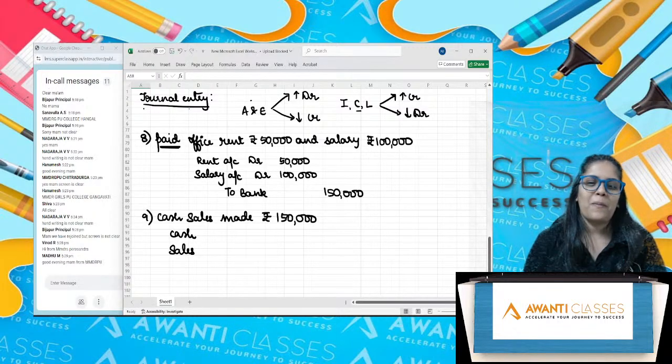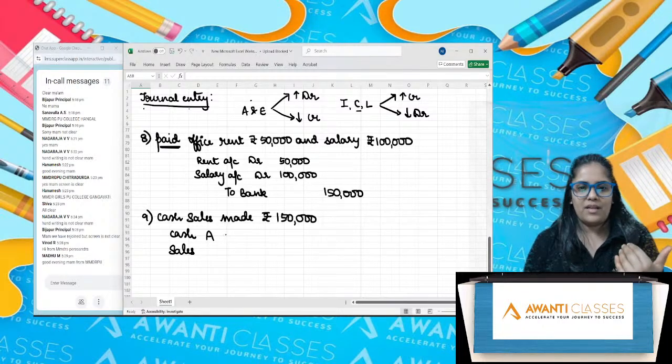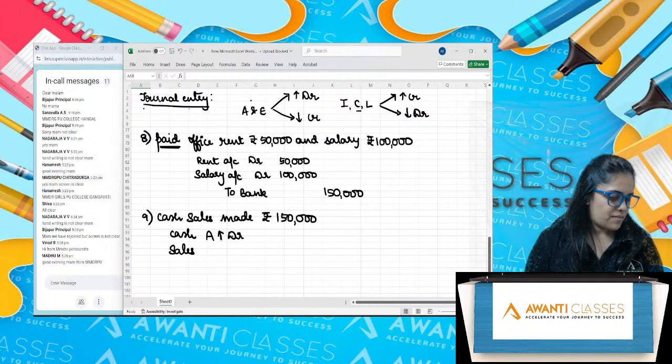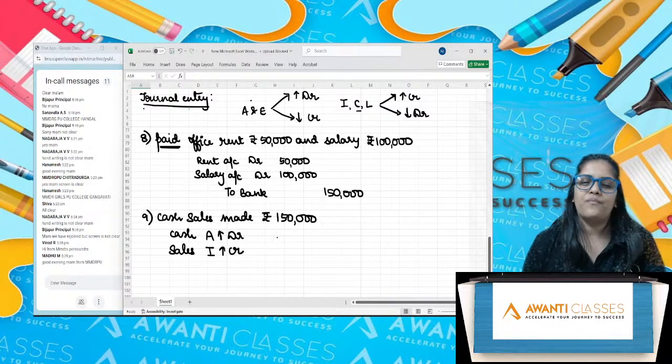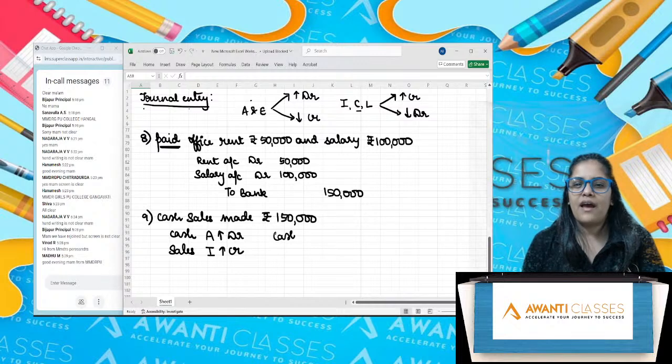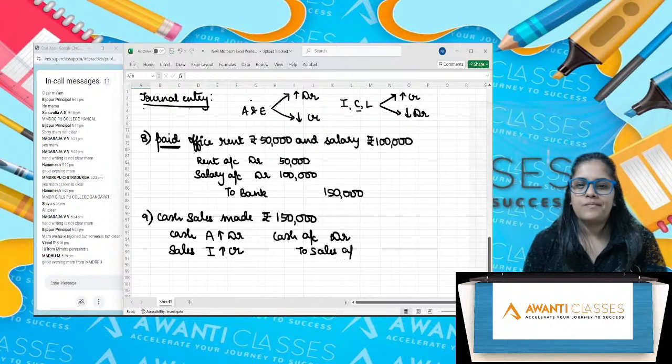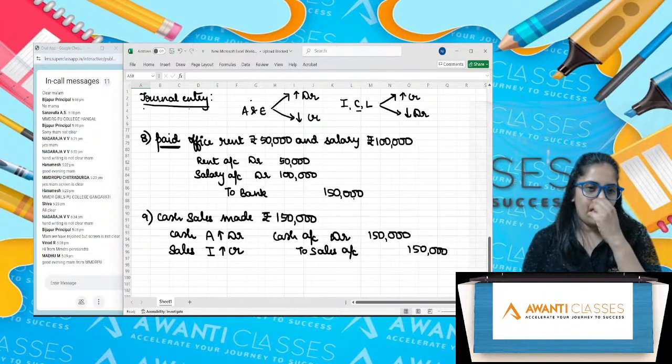Okay. Now cash is an asset. If you make sales, money will come in. The cash balance will increase. Asset increase, debit. And sale is an income. Income will be credited. Okay. So entry will be cash account debit to sales account 1,50,000. Okay. Am I clear till here?